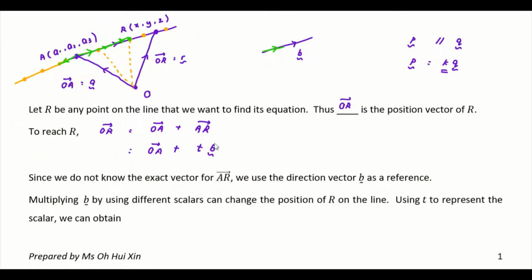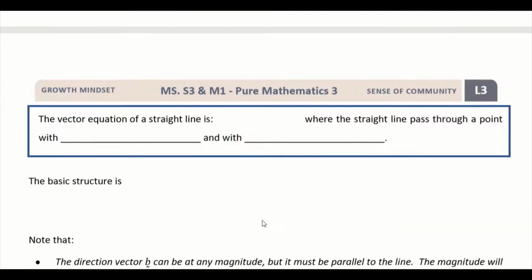So that's why when we try to simplify this, we will be able to get OR represented by the vector R equal to OA, represented by A, plus T, which is the scalar, and then B is the direction vector that we want to put in here. Okay, I hope that you can roughly understand this idea. Let us try to put it into the notes here.